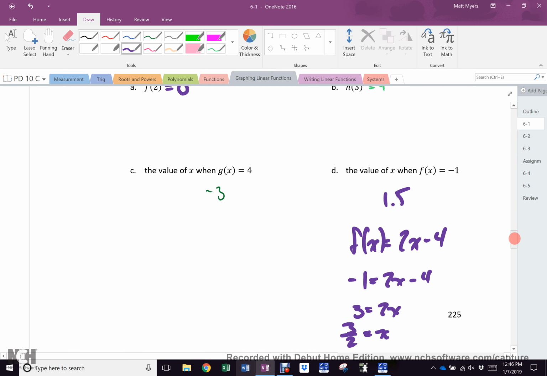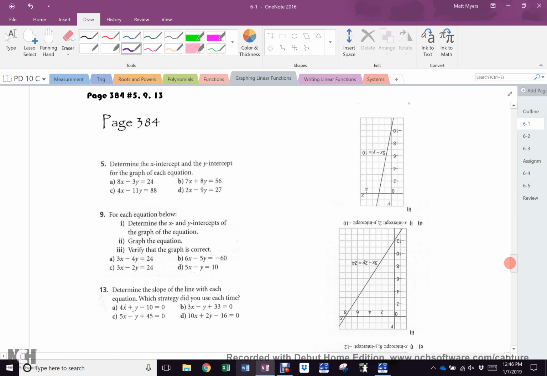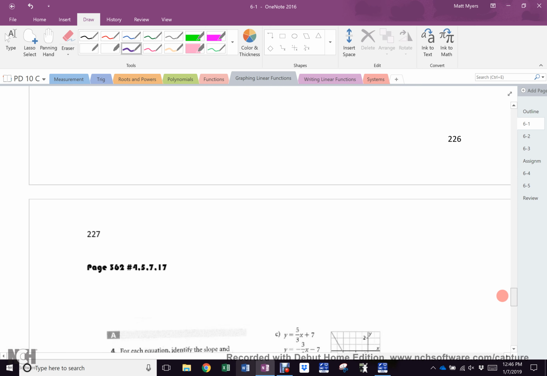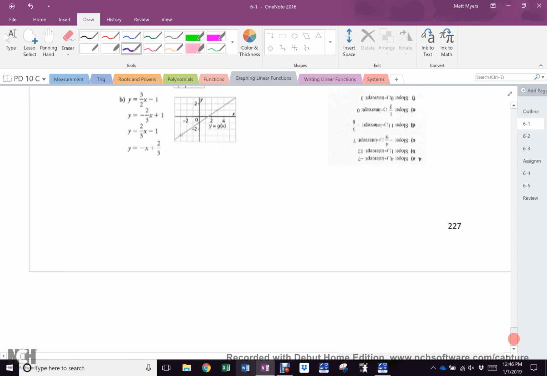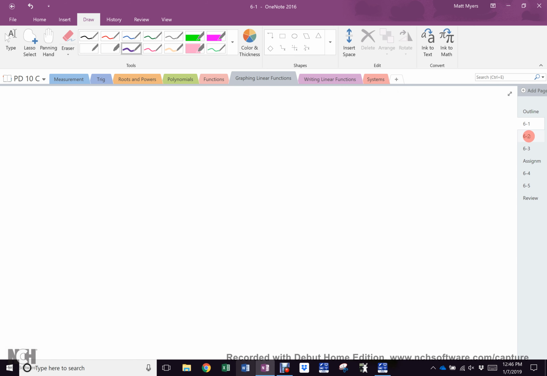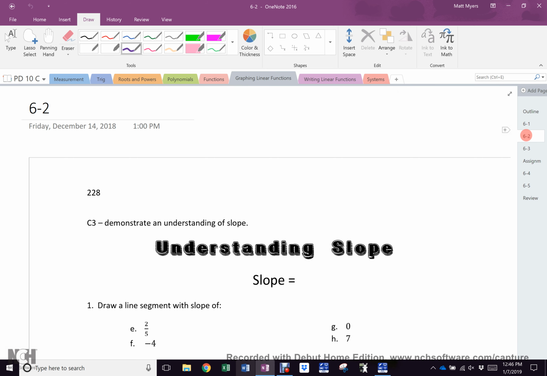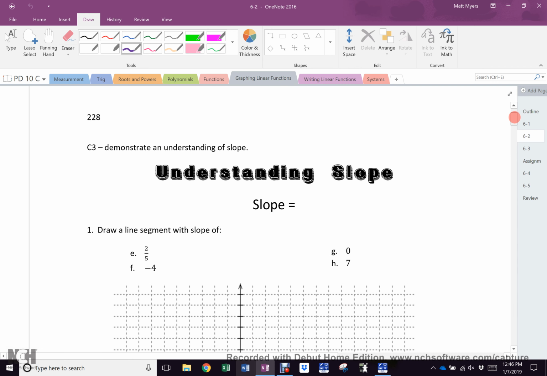Now, you are going to skip over this work because you're going to do a bit of it on your own, and you're going to go straight to 6.2. This is going to be on the test. No, this is on chapter 6's test.